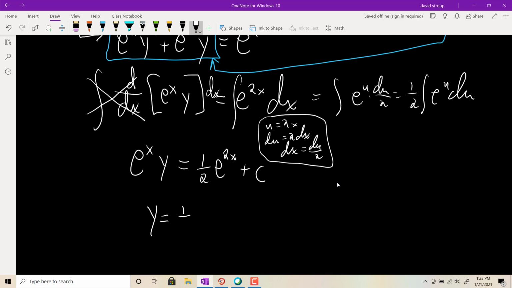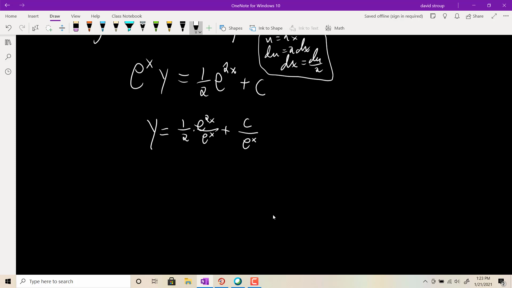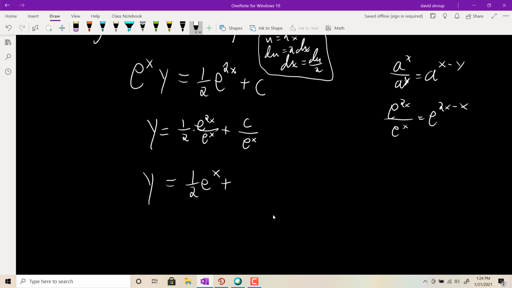So you'll get y equals 1/2 e to the 2x over e to the x plus c over e to the x. And clean it up a little bit. So if you have a quotient, a to the x over a to the y, that's equal to a to the x minus y. So in our case, e to the 2x over e to the x is e to the 2x minus x, which is just going to be e to the x. And then plus, we could rewrite c over e to the x as c e to the negative x. In this case, the constant c will not absorb that e to the negative x.